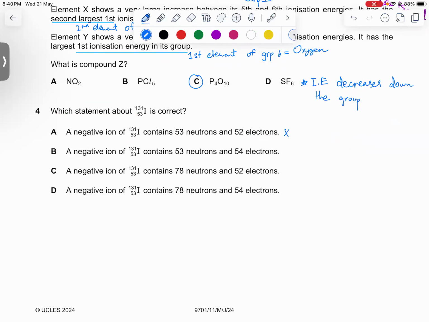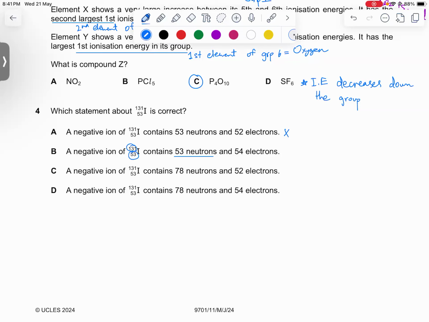A negative ion of 131 53 I contains 53 neutrons and 54 electrons. Well, 54 electrons is correct, right? That part is correct. But does it have 53 neutrons? To calculate how many neutrons it has, we'll simply subtract the atomic number from the atomic mass, right?